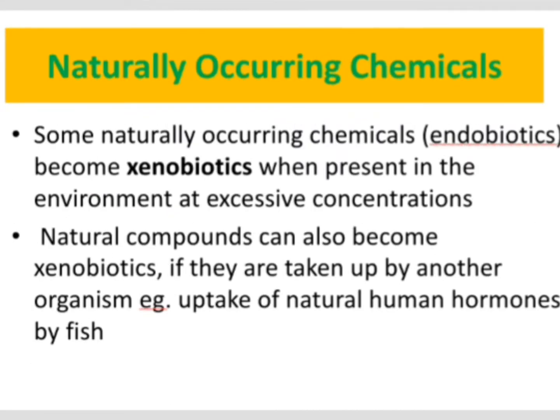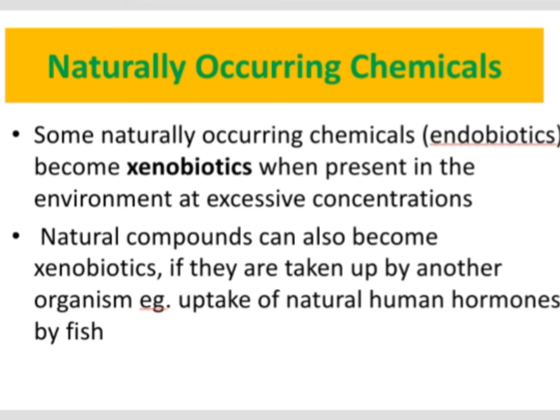Naturally occurring chemicals can also act as xenobiotics, and these chemicals are called endobiotics. When they are present in excess concentration in the environment, these naturally occurring chemicals can act as xenobiotics. Natural compounds can also become xenobiotic if they are taken up by another organism, for example, uptake of natural human hormones by fishes. So, naturally occurring compounds can become xenobiotic in two ways.